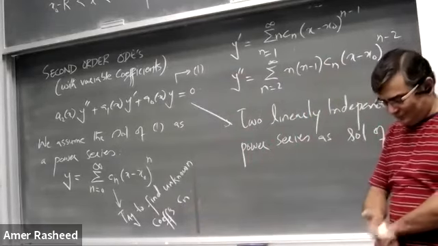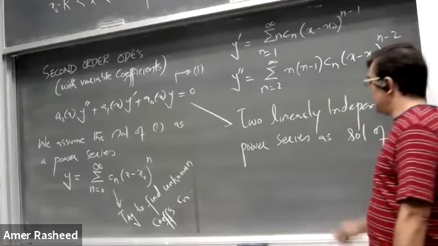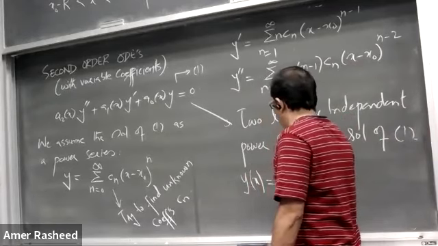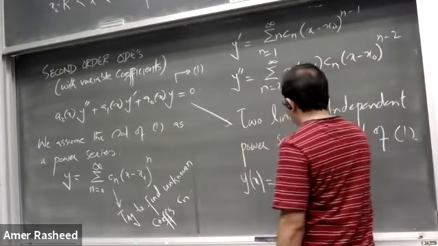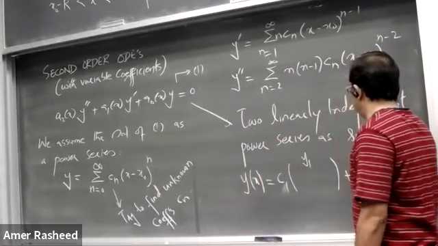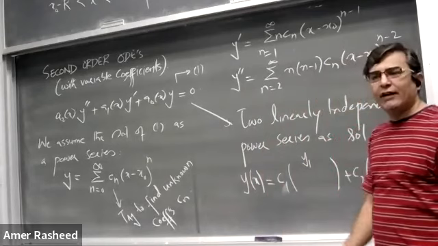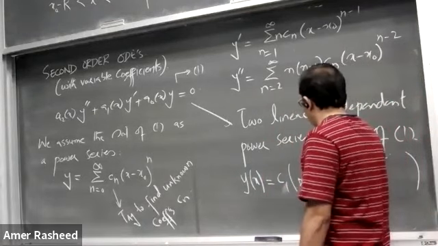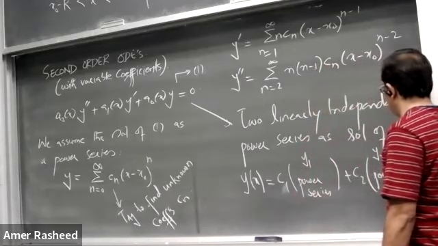Those are the two linearly independent power series solutions of a given differential equation. Our general solution would be of this form: y is equal to some constant c1 times the first power series, y1, plus another constant times another power series, y2. So this is again a power series. y1 is a power series, and y2 should also be a power series.